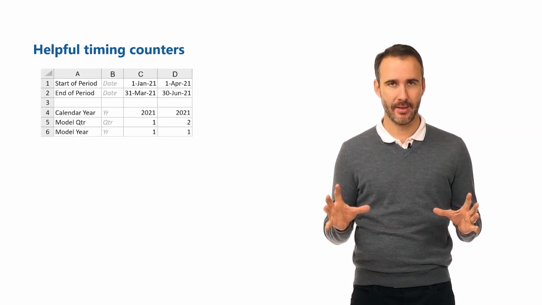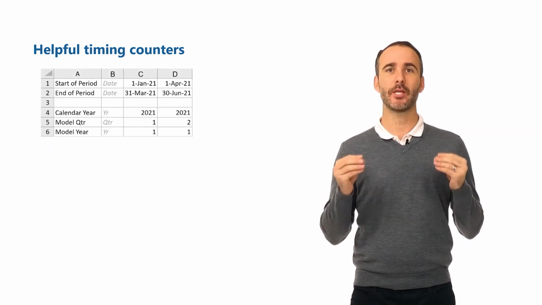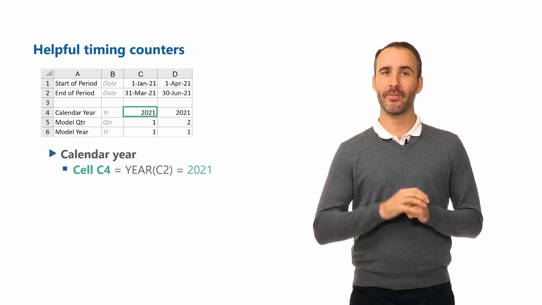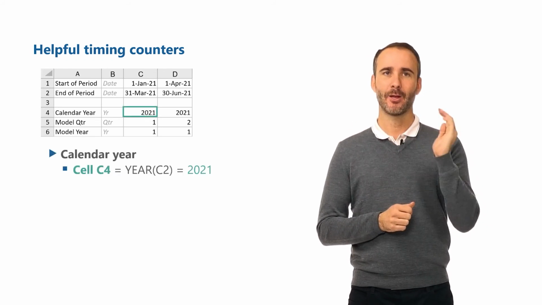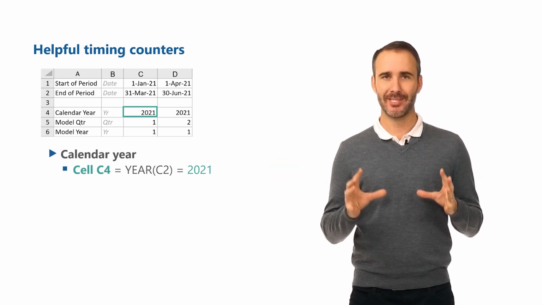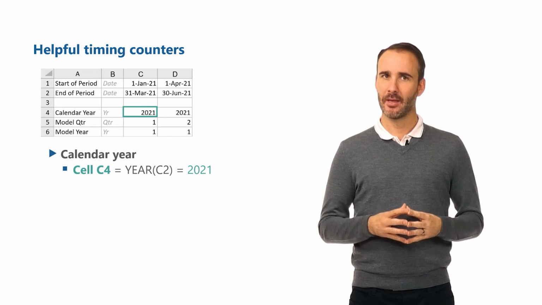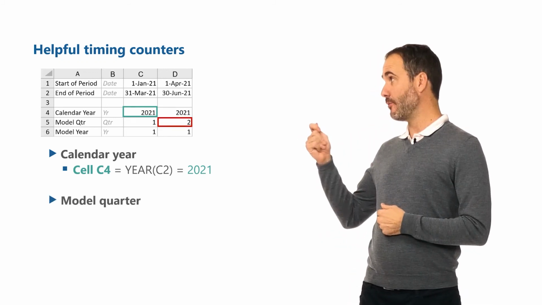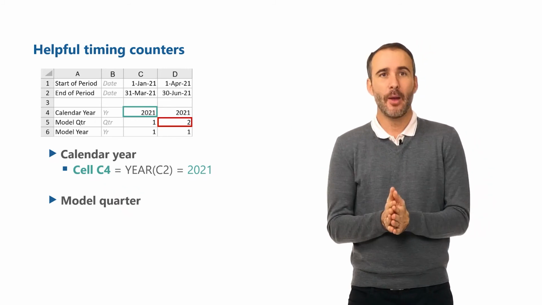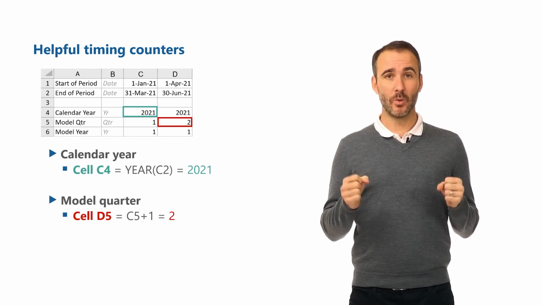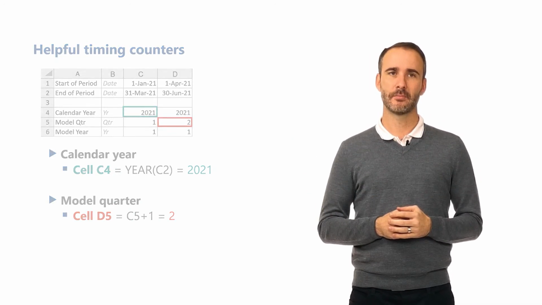For calendar year, Excel comes to the rescue and we can use the YEAR function. It's just YEAR, open parentheses, period end date, close parentheses. So in C4, we get 2021. For model quarter, it's also quite easy. We start with a value of 1 in the first column, and we just add 1 every period. So D5 equals C5 plus 1.